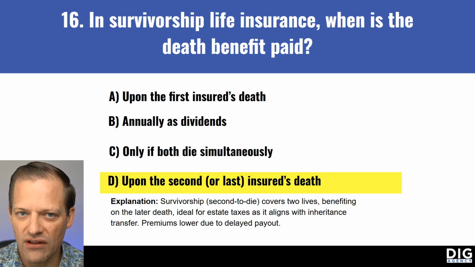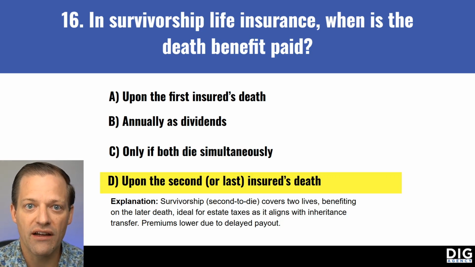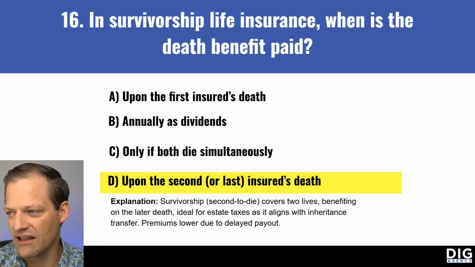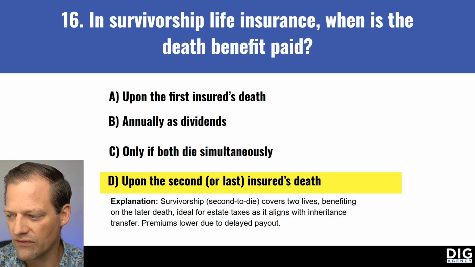Think about survivor like the last person left, right? So this is after everyone else is dead in the policy. This is the last person that's left. And then when that person dies, it pays out to whoever it goes to. So survivorship, second to die or last to die, covers 2 lives benefiting on the latter death, ideal for estate taxes as it aligns with an inheritance transfer.